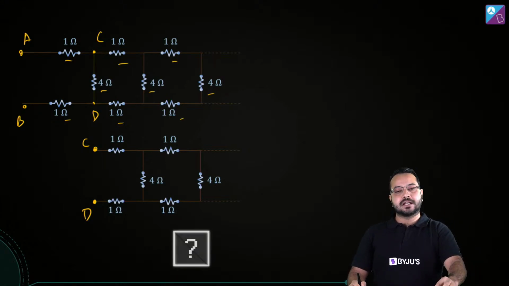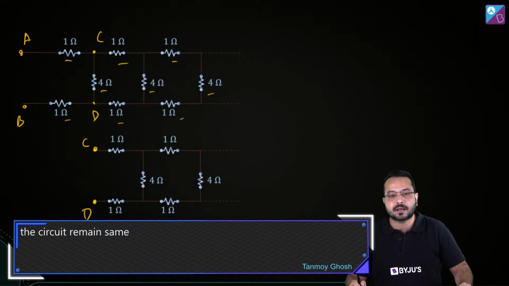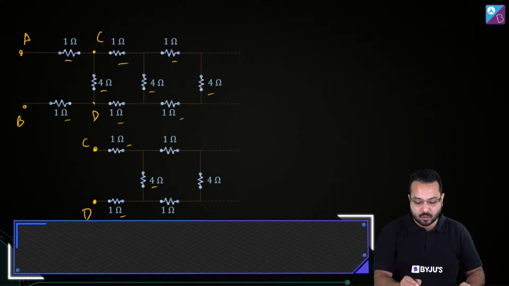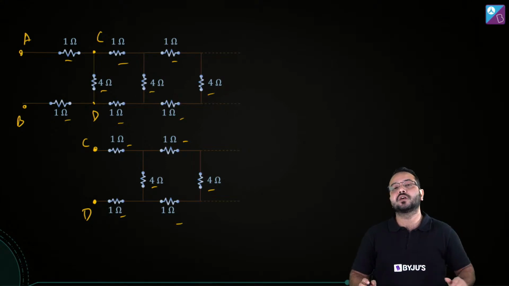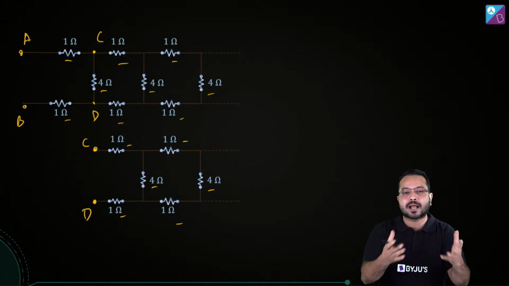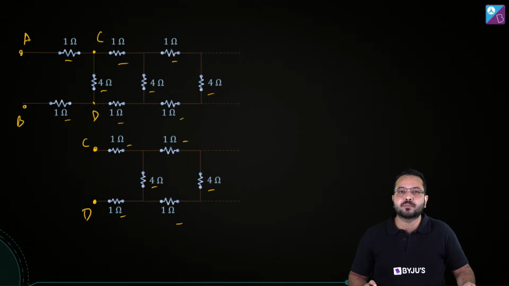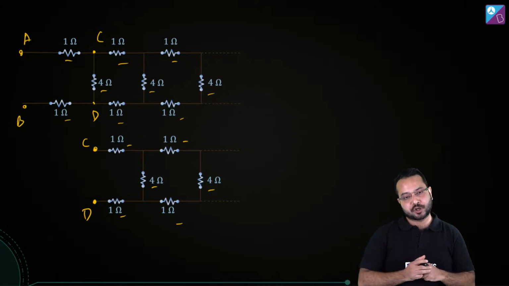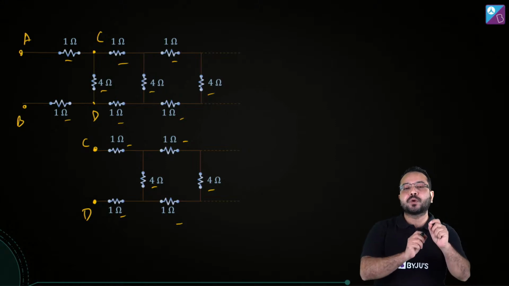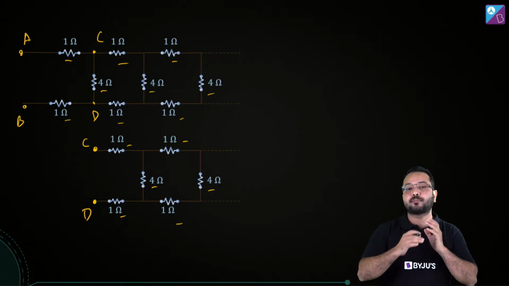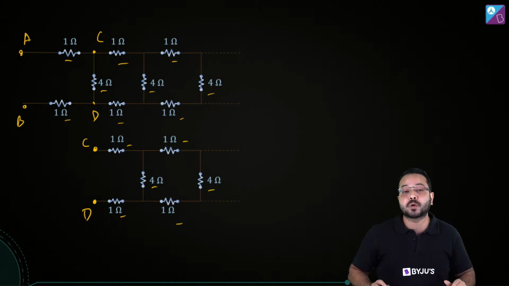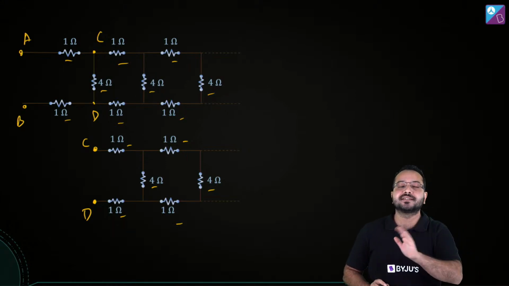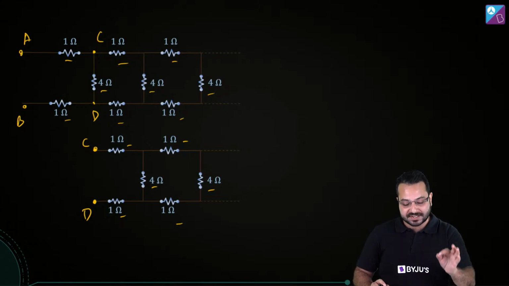Now you look at C and D, you look at the points C and D, and then see what is happening. 1, 4, 1, 1, 4, 1, and this pattern is continuing. Okay, now what does it mean? It means that since the circuits are absolutely the same, then the resistance between points A and B will be the same as the resistance between points C and D. Are you convinced with this point? Let me know. So my argument over here is, since the pattern between A and B looks exactly the same as the pattern between C and D, then the resistance between A and B is going to be absolutely the same as the resistance between points C and D.